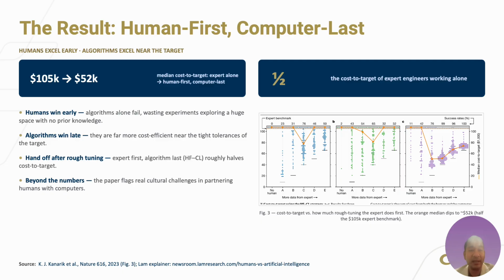The lesson is that the win came from pairing human judgment with machine efficiency, and the paper is honest that getting people and algorithms to work together is as much a cultural challenge as a technical one.